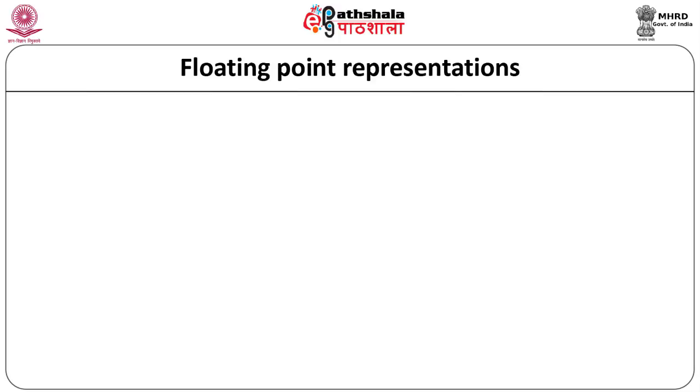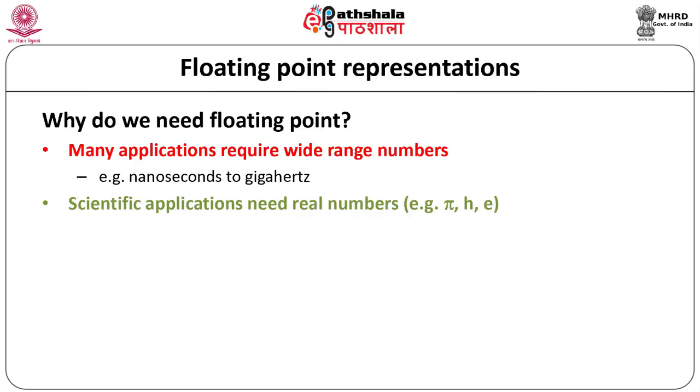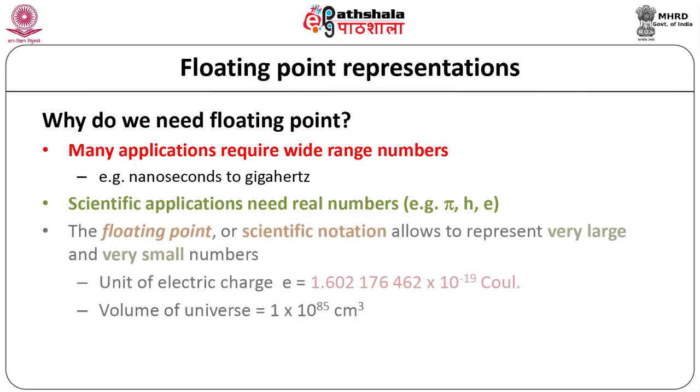The first and the important question is, why do we need floating point? There are several reasons for it. Many numeric applications need numbers over a huge range, for example, nanoseconds to gigahertz. Second, most scientific applications require real numbers like pi, e, etc. But so far we only have integers. So, what do we do? We could implement the fractions explicitly, for example, 1/2, 1 upon 1024. Second, we could use bigger integers, for example, 64-bit integers.